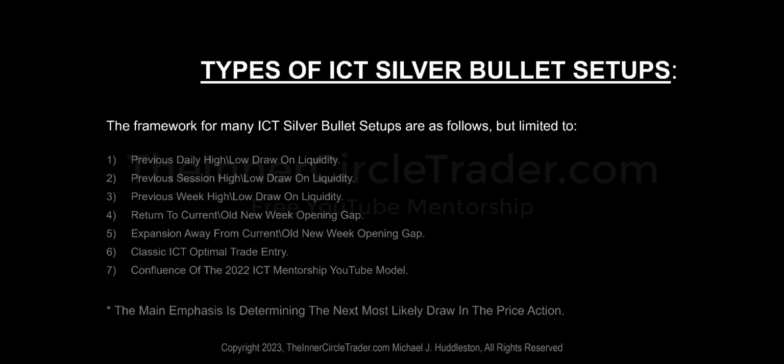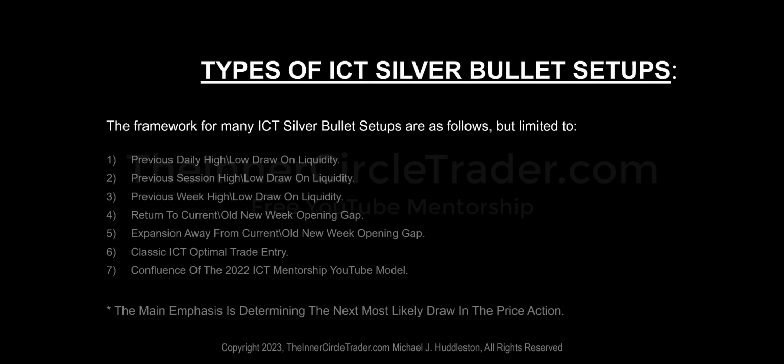Previous weekly high or low as a draw on liquidity. If we're bullish, we would look for a run above the previous week's high, or if we're bearish, we would look for a run below the previous week's low. Another would be returning to a current or old new week opening gap. So that would be treated as a draw on liquidity, or an expansion away from the current or old new week opening gap.